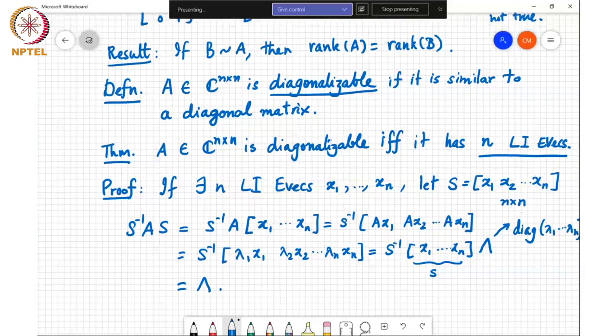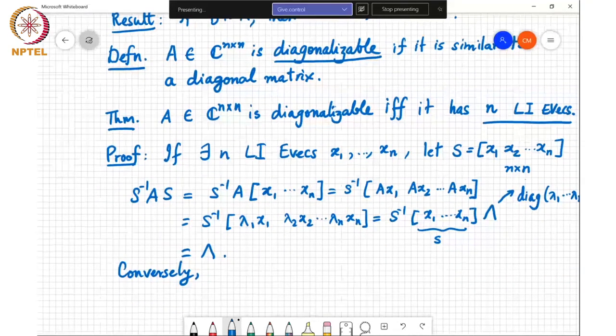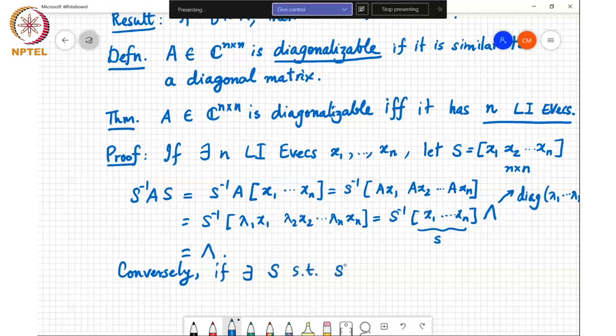What we need to show is that if A is diagonalizable, then it must have n linearly independent eigenvectors. So if there exists an S such that S inverse A S equals lambda, where lambda is some diagonal matrix, then it means that A S equals S lambda. I'm just pre-multiplying by S.